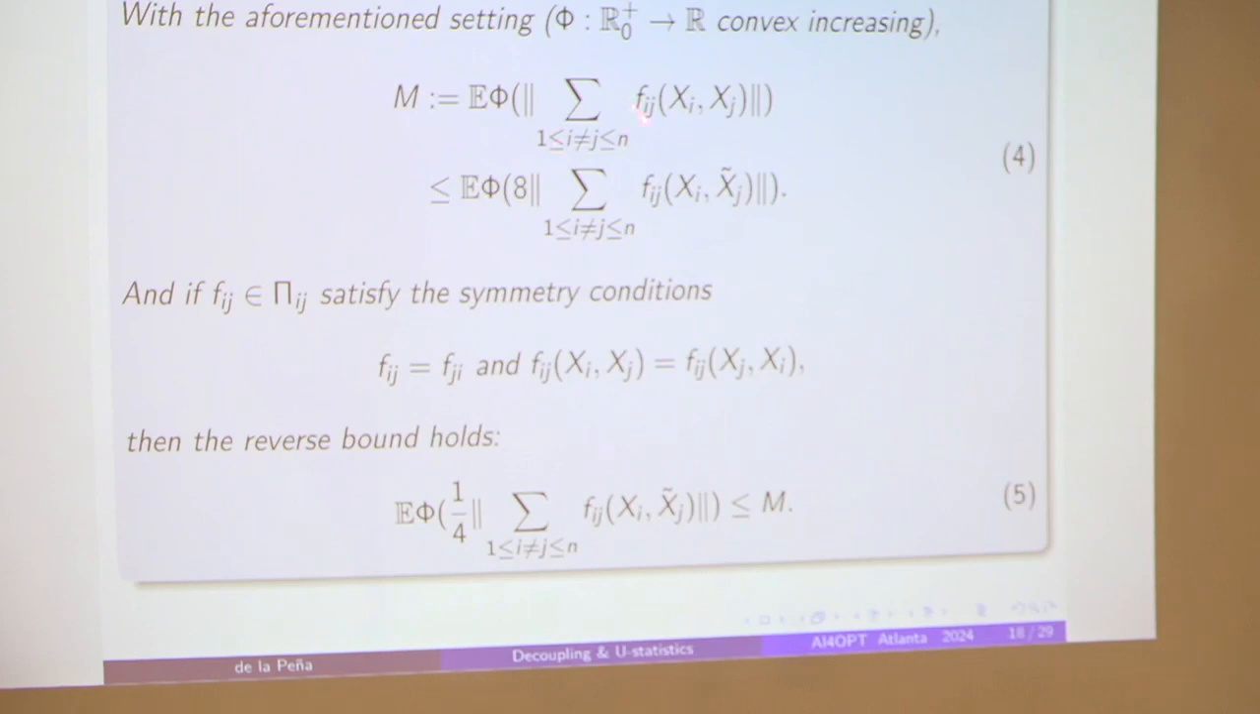If the f_ij satisfy the symmetry condition, then you can get a lower bound. So for arbitrary functions, you have the upper bound, and if you have symmetry, then you have a lower bound. The constant for upper is 8, the constant for lower is 4.